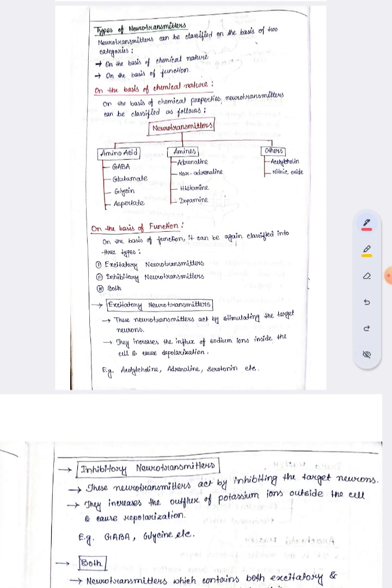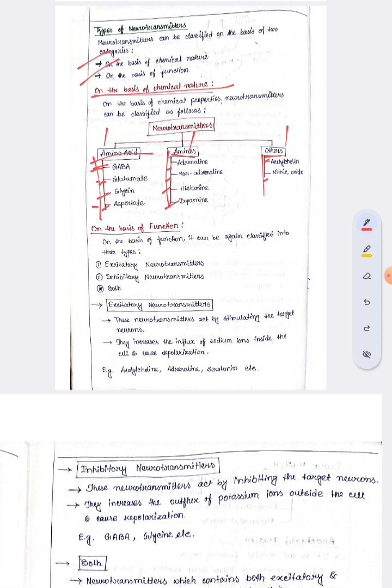Now coming to the types of neurotransmitter on the basis of chemical nature and on the basis of function. On the basis of chemical nature, it is three types: amino acids, amines, others. The amino acids include GABA, glutamate, glycine, aspartate. In amines: adrenaline, noradrenaline, histamine, dopamine. Others: acetylcholine, nitric oxide.